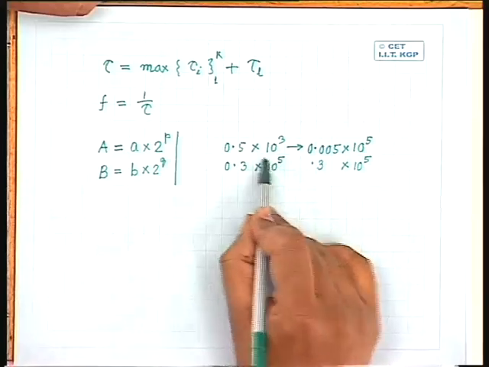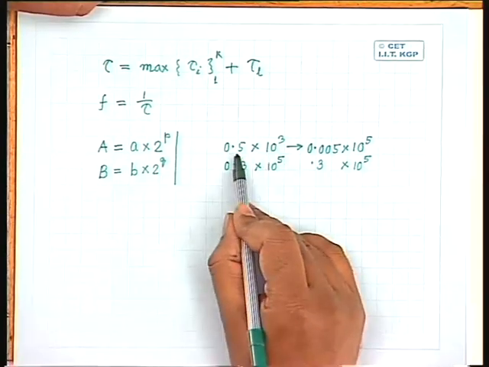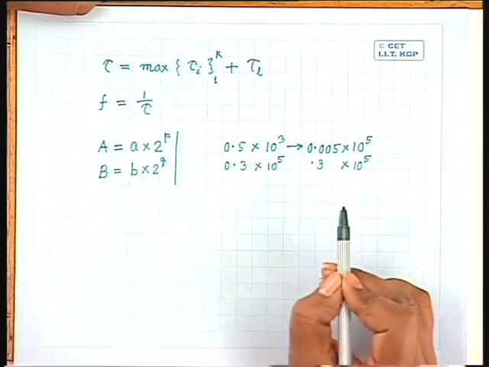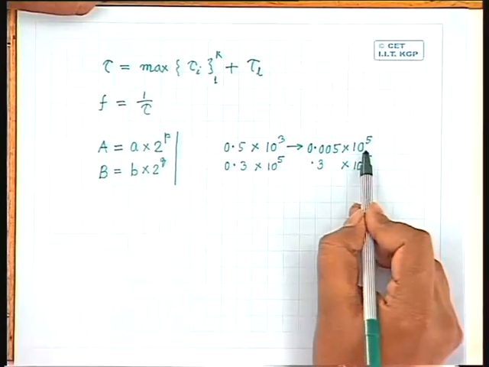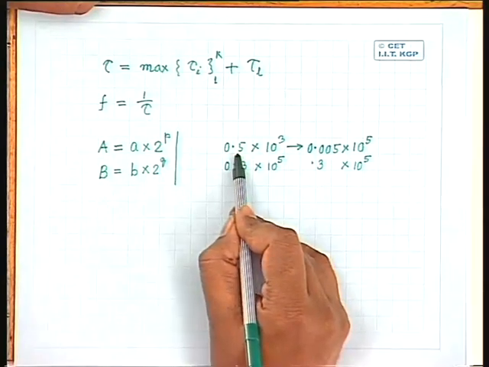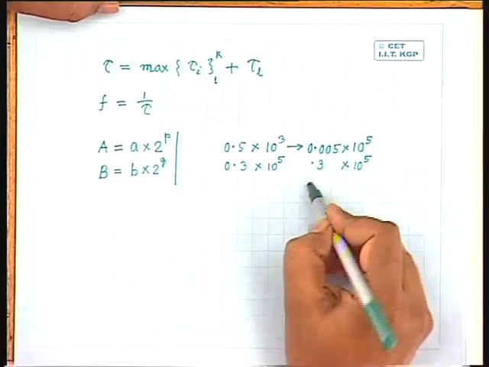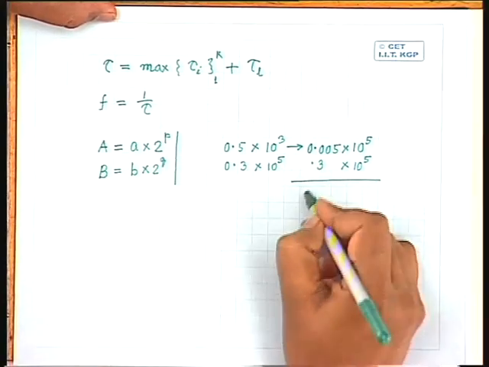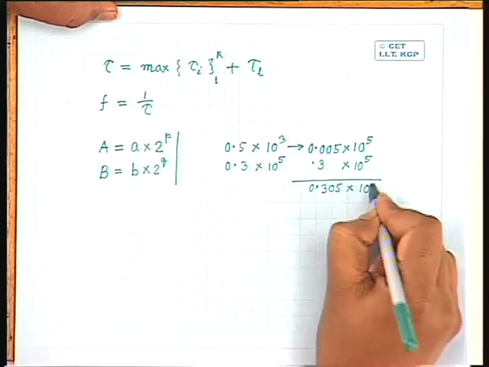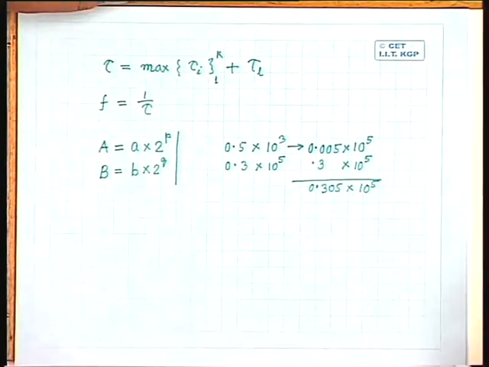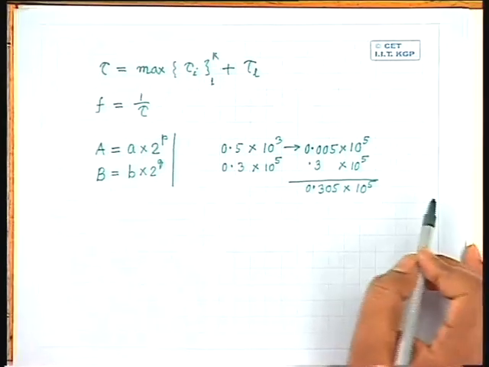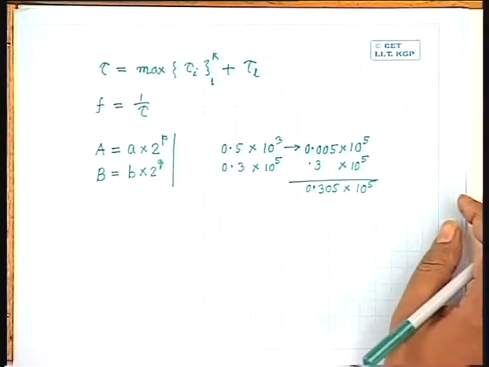Okay? So whenever I want to adjust the exponent and fraction part, I have to know the difference between the exponents. Increase the lower exponent by the required amount and give right shift to the fraction part by the required amount. After this is done, your addition is very simple. This becomes 0.305 times 10 to the power 5. So the result will consist of two components. One is the fraction, which is 0.305, and the other is the exponent, that is 5.